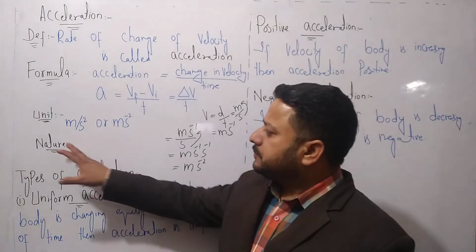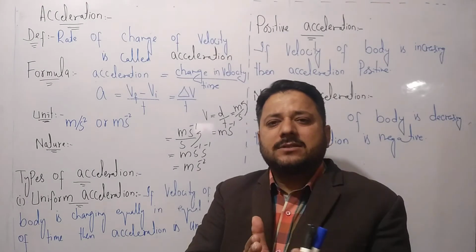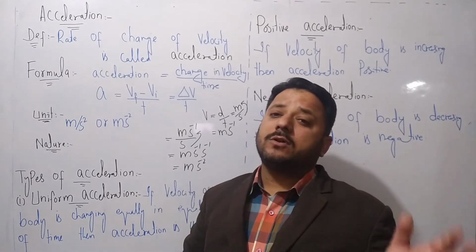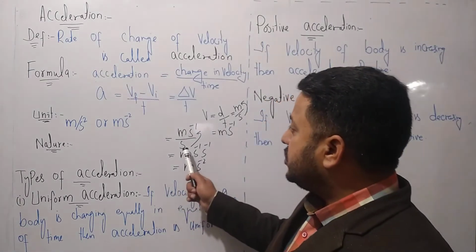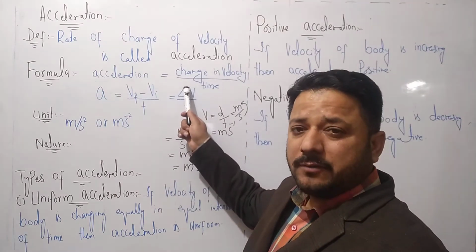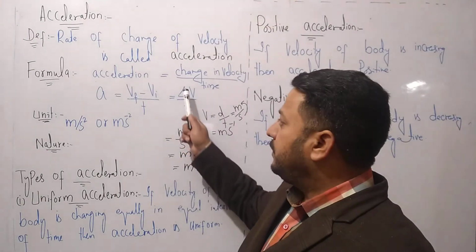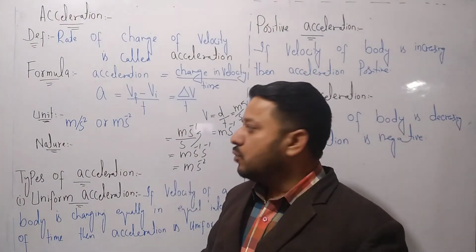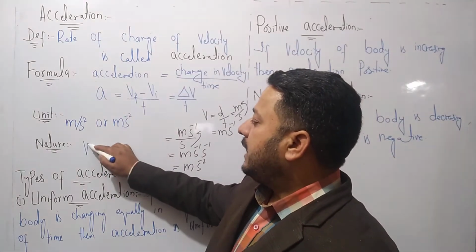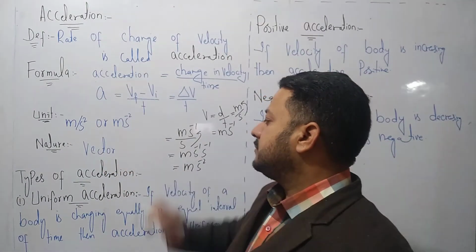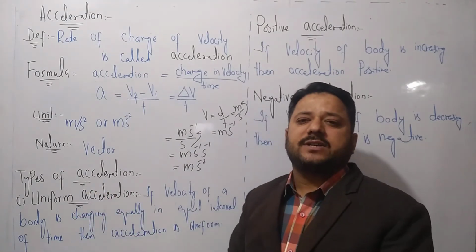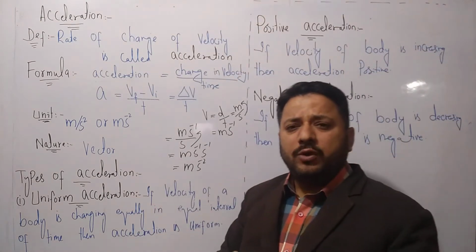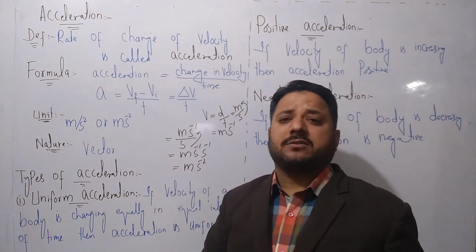Nature: is it a scalar quantity or a vector quantity? We have also discussed in the previous lecture that velocity is a vector quantity and time is a scalar quantity. So velocity over time, vector over scalar, acceleration is also a vector quantity. By nature, keep it in mind that acceleration is a vector quantity. Next, types of acceleration. The first type is uniform acceleration. Uniform means constant, which is not changing.